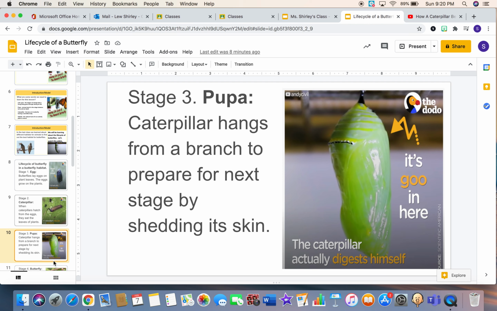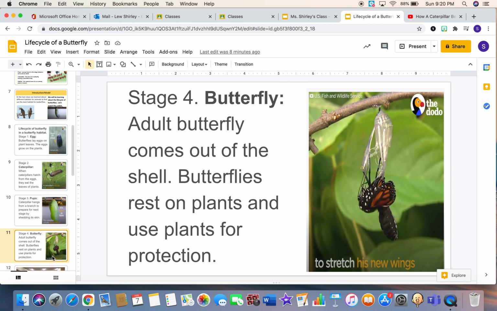So in stage 3, the pupa stage, the caterpillar hangs from a branch to prepare for the next stage by shedding its skin. Ugh, the caterpillar actually digests himself. It's goo in here. And finally, stage 4, the butterfly.